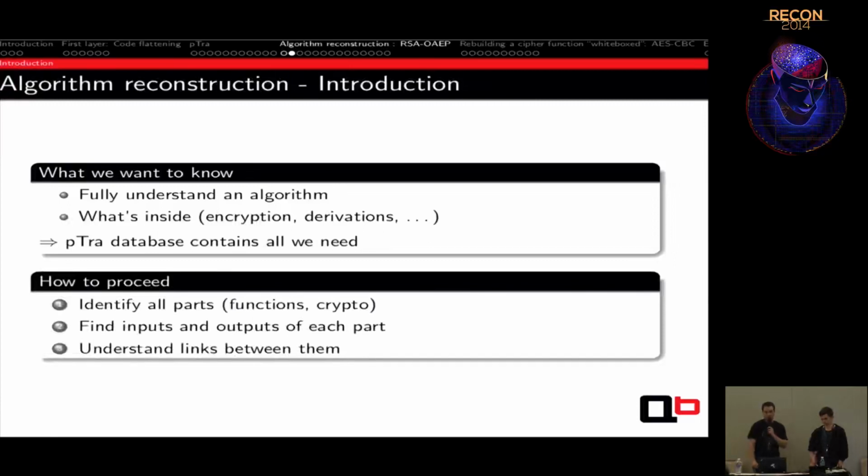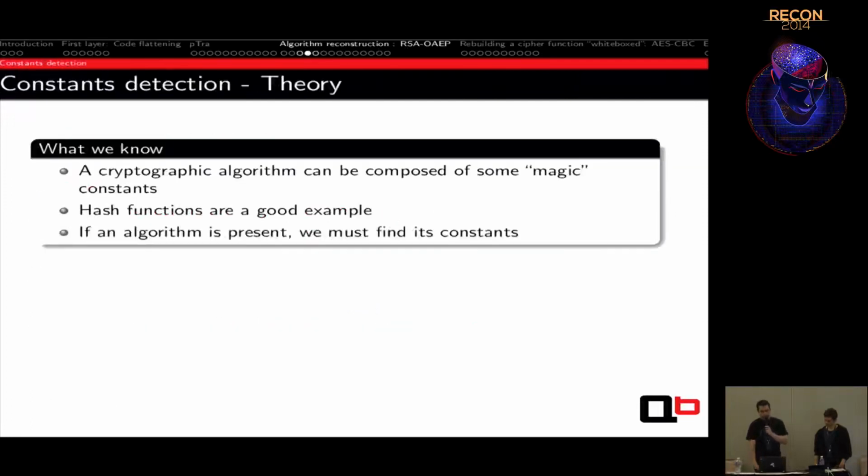So how to proceed? We have to identify all parts, so all functions, the input and output of all of these functions, and understand the link between them. For example, the encryption key, the data which are processed, and so on. The first attack we did is constant detection, so it's very classical in this field. You know that some cryptography algorithms have some matching constants, like hashing functions, for example. So if an algorithm is present in our trace, we will find its constants.